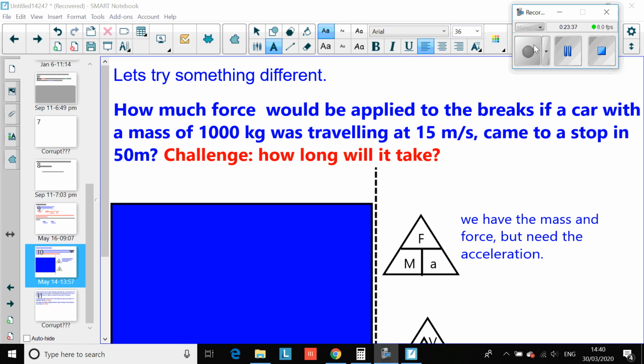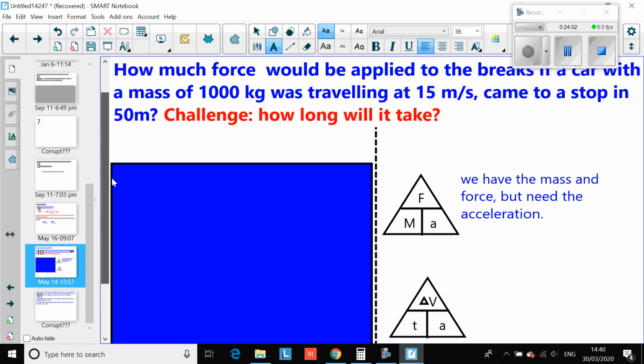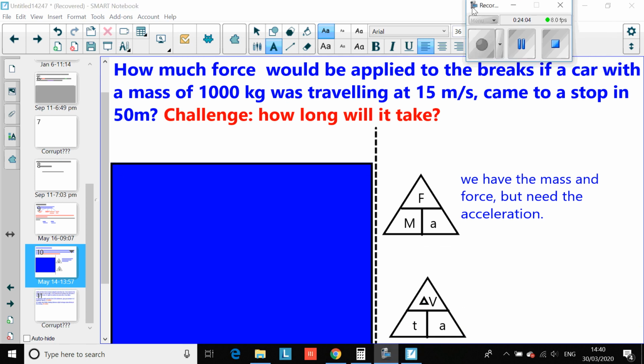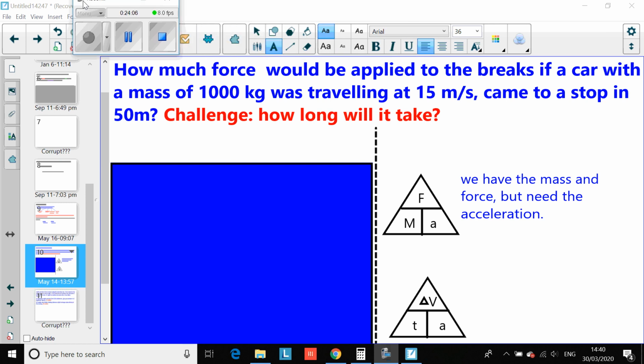Okay, final problem for you now. Okay, so this is slightly different. We're going to have to use our initiative here. How much force would be applied to the brakes if a car with a mass of 1,000 kilograms was traveling at 15 meters per second, came to a stop in 50 meters? And then, how long would it take? Okay, so we need to think quite carefully about how we answer this question.